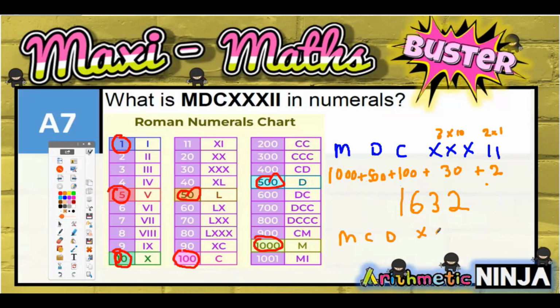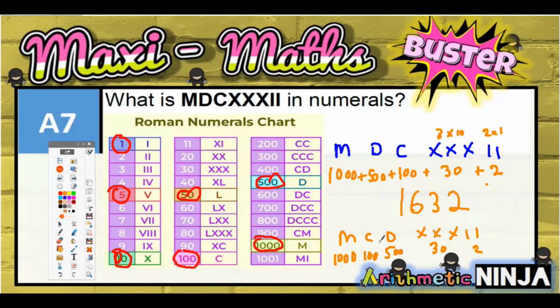What I will say is that if it was MCD XXXII, that is going to change it, because then you would have your 1000, and then you would have the smaller number of 100 coming before 500. This is still going to be 30, and this is still going to be 2. But this is what I'm talking about.